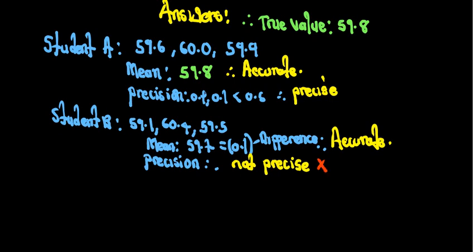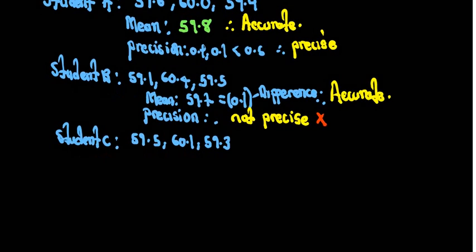Let's get to student C. Student C, what were the numbers? For the third student, we had 59.5, we had 60.1, and we had 59.3. So this question is in your tutorial sheet. For those that are doing health sciences, this question is there. So follow through and make sure that you understand how you're supposed to get the accuracy and precision.